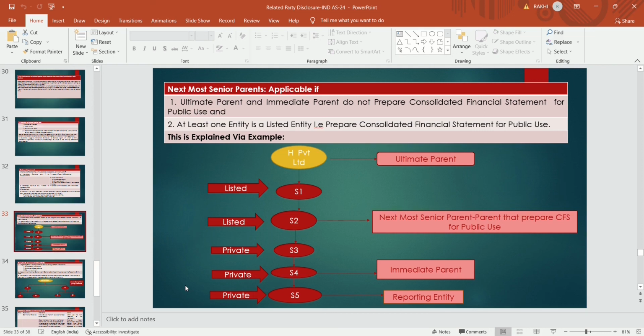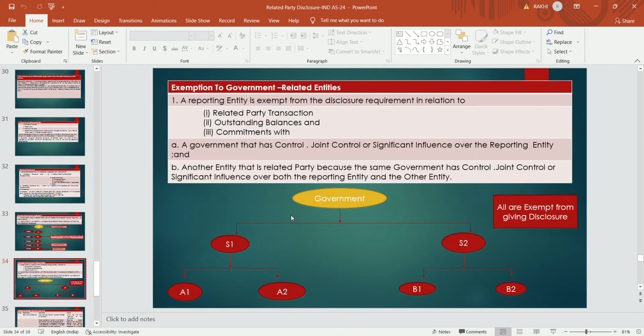The next most senior parent must be a listed company which is required to prepare the CFS for public use. In this case, S4, the immediate parent, is a private company and not listed, S3 is also a private company, and S2 is the listed company. The condition is that the company must be listed and also required to prepare CFS for public use. So the next most senior parent is S2, which is listed and also prepares CFS for public use. So this is the definition of next most senior parent.